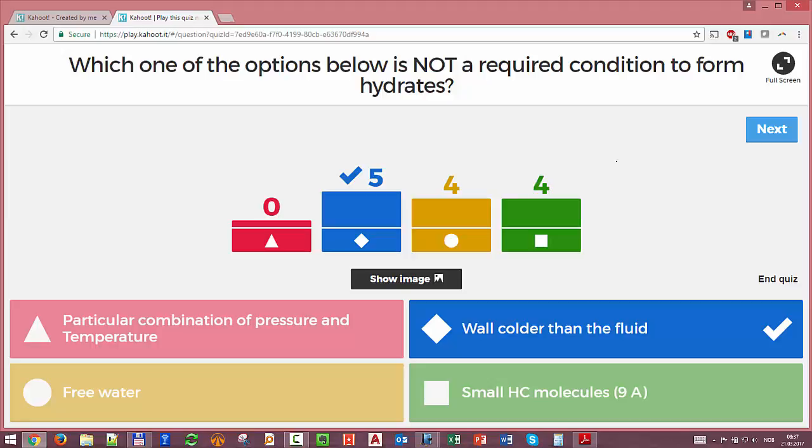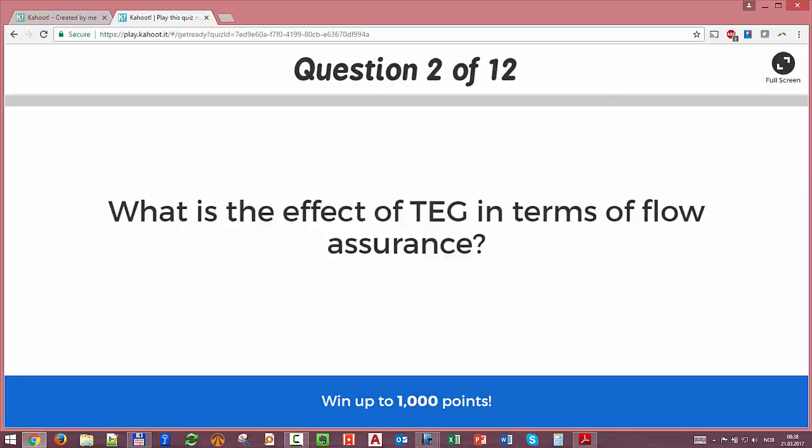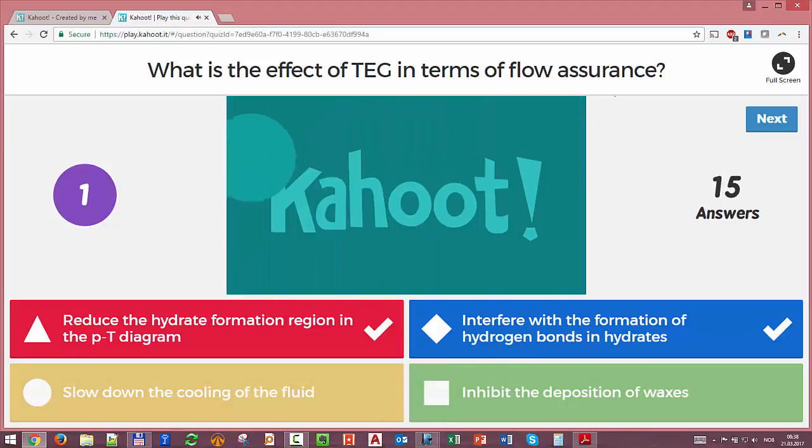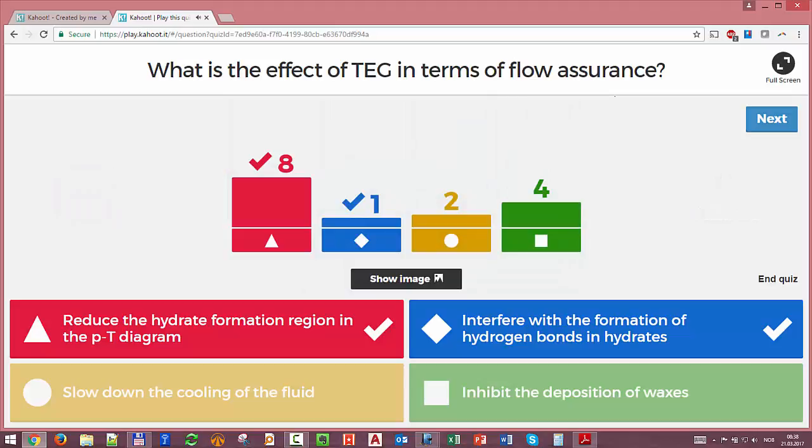Wax colder than the fluid is for which problem? For wax. Okay, for wax also we have to be inside the region. So let's see if that comes next. Okay, that one did a bit better.